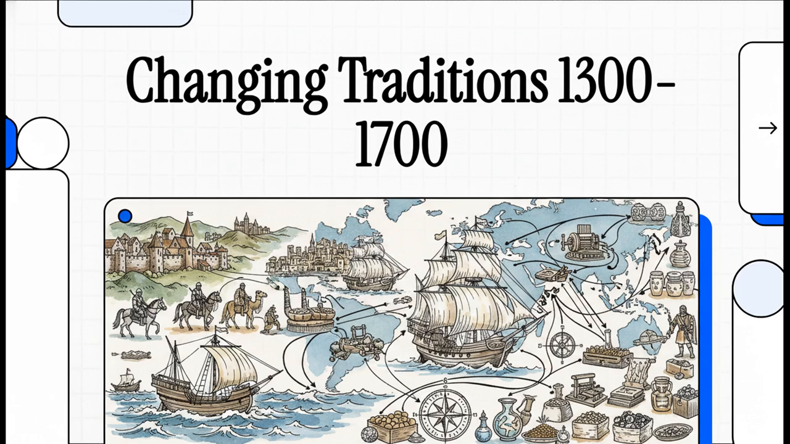This is the exact period that saw humanity transition from relatively isolated, feudal societies into a highly complex network of trade, culture, and just unprecedented change. So, if you love seeing how the modern world was stitched together, you are definitely in the right place.